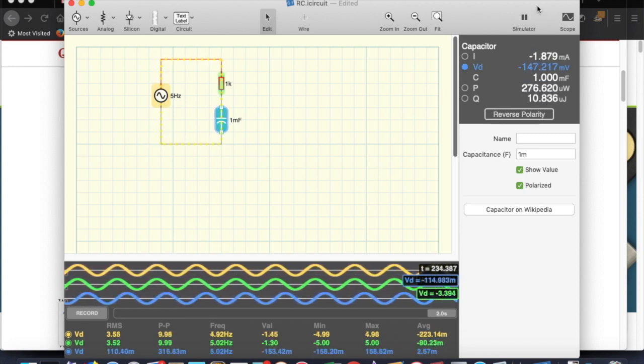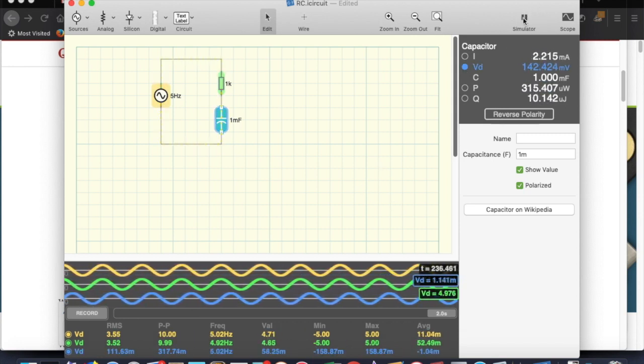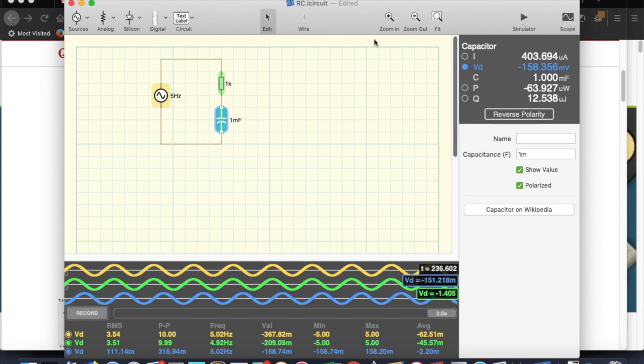Now, let's pause this and take a closer look at what's happening here. All right, something interesting is happening here. So the signal's here, the resistor is here, so it's lined up with the resistor. The voltage across the resistor and the voltage across the signal are in phase. But across the capacitor here, it's 90 degrees out of phase.